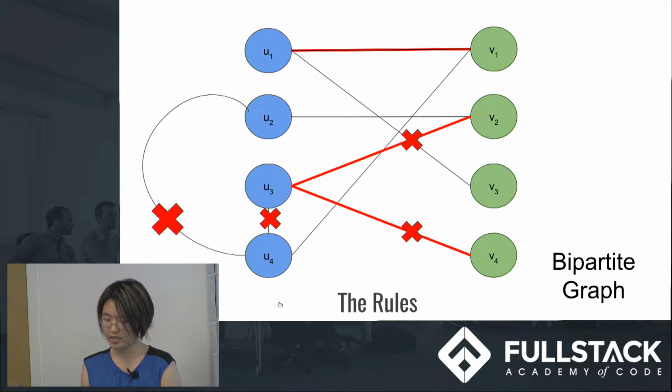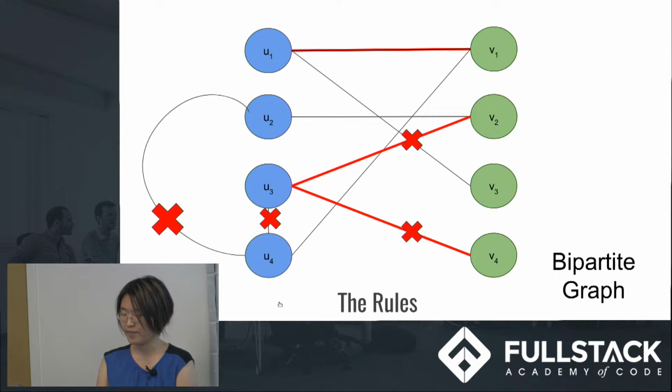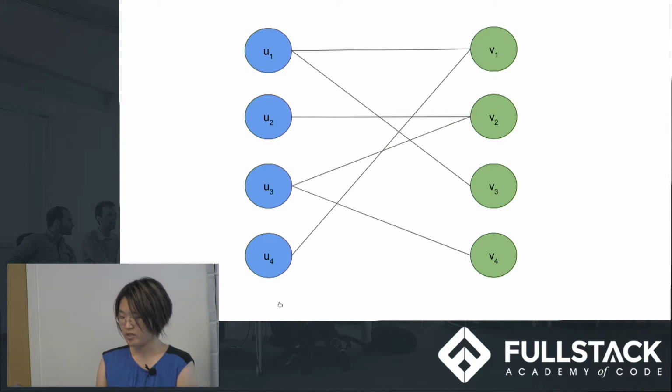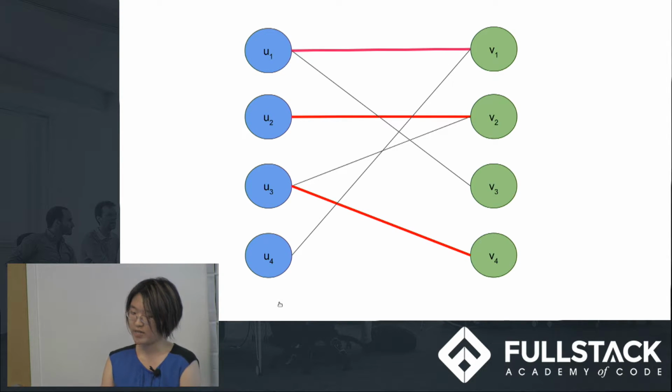An ad allocation algorithm is to match as many eligible ads and spaces as possible. This is called the maximum matching. To start, I can just go through the nodes on one side and match them with the eligible nodes on the other side. This isn't exactly the best solution. We'll notice that U4 and V3 aren't matched. Is there a way to do better?